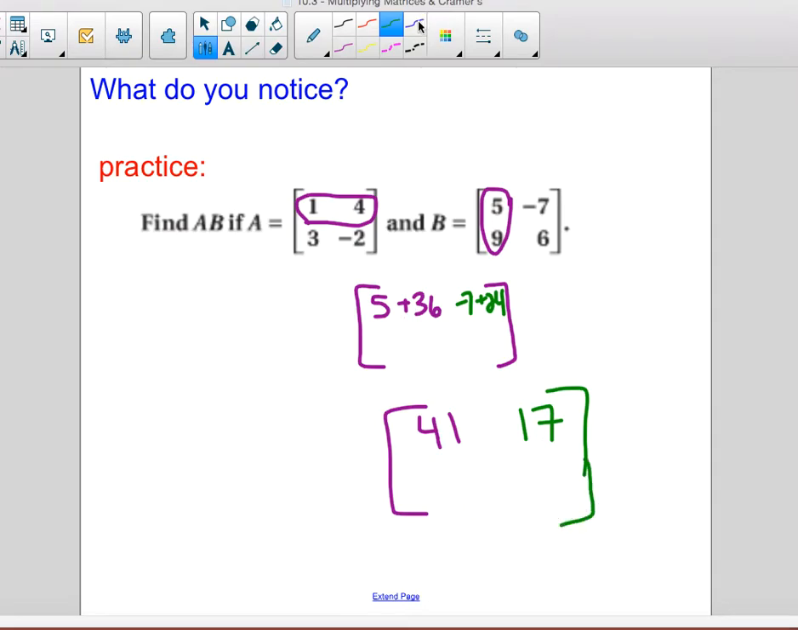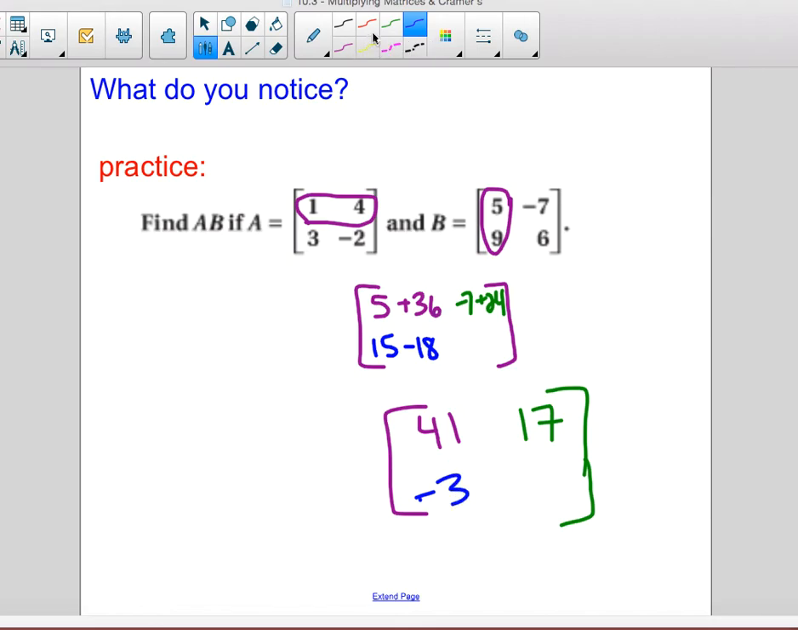Now with the bottom left, I'm going to take the bottom row and multiply it by the left column. So 3 times 5 is 15. And then the second number in the row, second number of the column: negative 2 times 9 is negative 18. So I'm just going to put minus 18. 15 minus 18. Oh, I put that in the wrong spot, sorry. All right, so here we go. I got 15 minus 18, and that's going to give me negative 3.